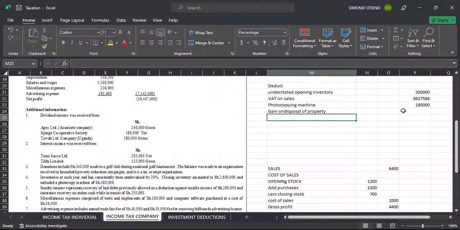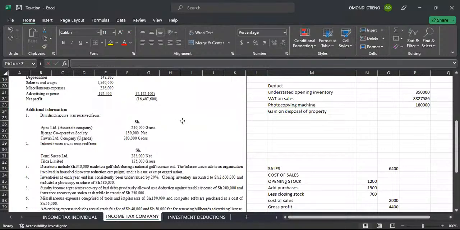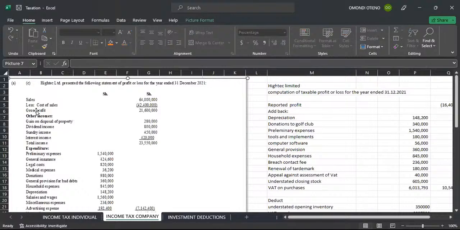Any other thing that is remaining? So gain on disposal of property, we have a value of this one here, 280,000.